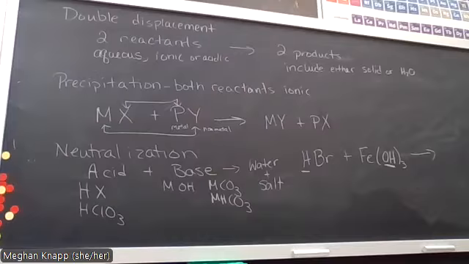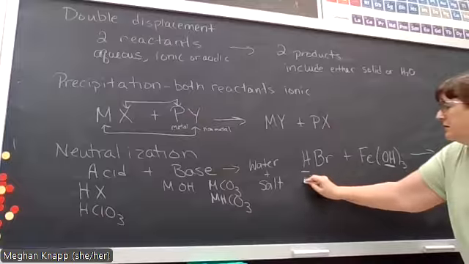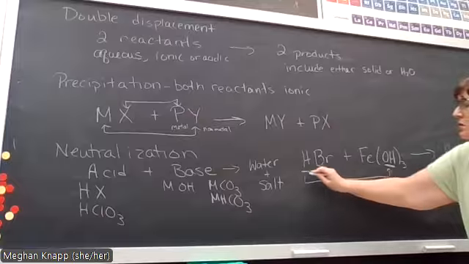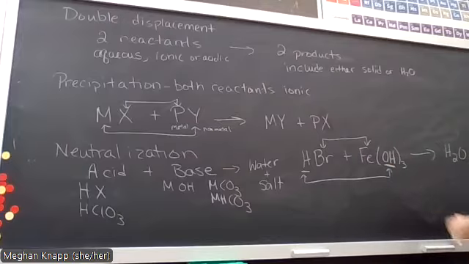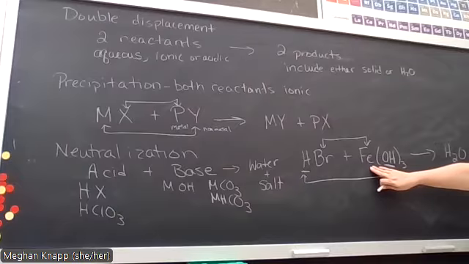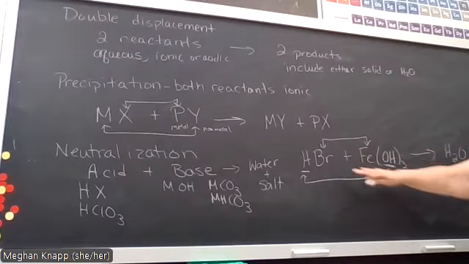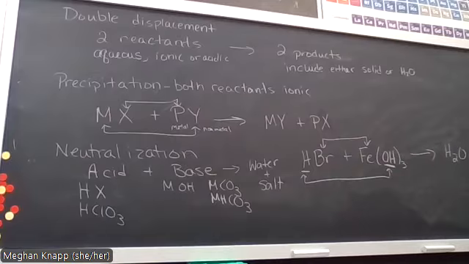Okay, so the H and the OH are going to get together to form the water. So that's my outside. That's going to form water. Then my inside is going to form the salt. So in this case, since I have a 3 here, this tells me my iron is iron 3 plus. These are 3 negatives, so that has to be 3 positives. Bromine is a 1 negative, so I'm going to need 3 of those as well. And those would be my products.